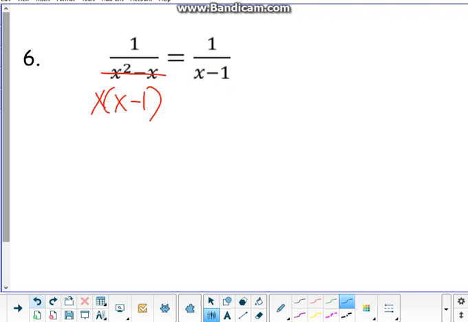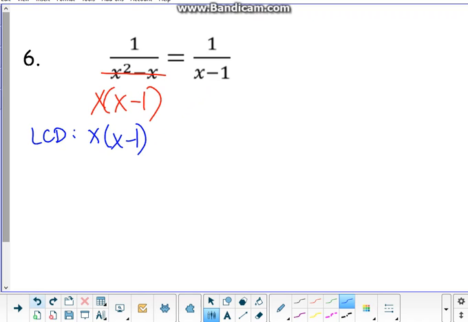Now, that means that our LCD needs to have the x, and it needs to have an x minus 1 from this first fraction, but then it also needs to have an x minus 1 from the second fraction. But remember, all we need are unique parts. So that one is just fine. We've got those parts. So this is our LCD, x times x minus 1.